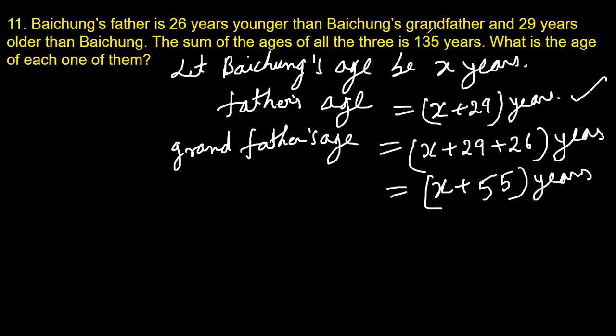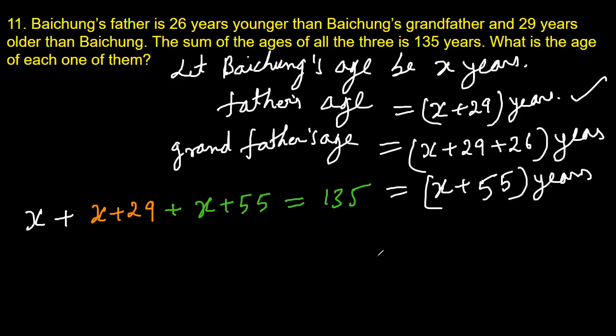Now, the last condition. The sum of the ages of all three is 135. That means you are adding them: x is Baichung, the father is x plus 29, and we have grandpa also, grandpa is x plus 55. Now this should be 135 as per the question. Add like terms. This means x plus x plus x is 3x, plus 29 and 55 will be 84, is equal to 135.